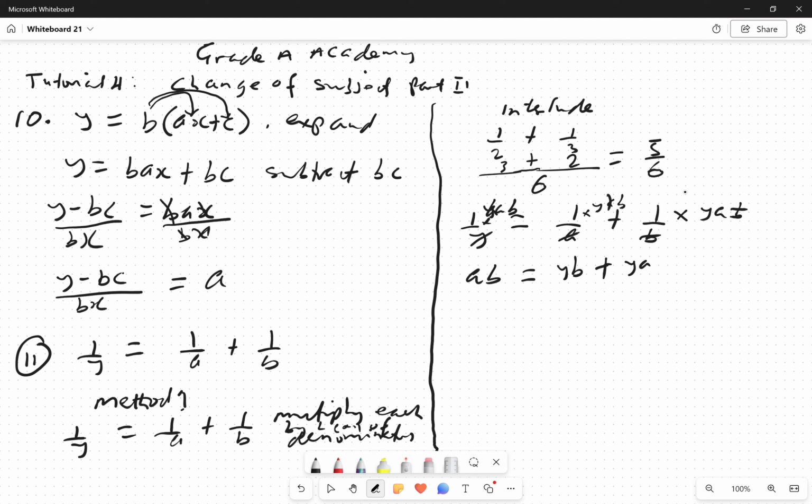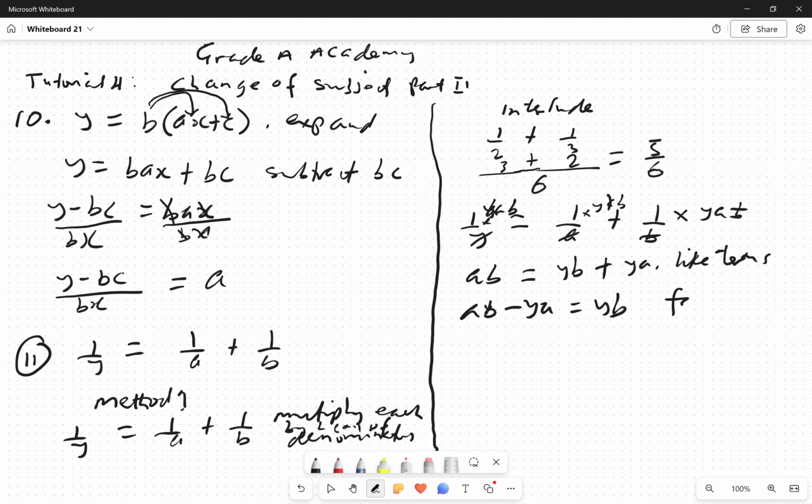Now there is a here and there is a here. We have to group the like terms. So you can say like terms. You group them together. So we have ab minus ay, or ya, let's say ay or ya, is equal to yb.